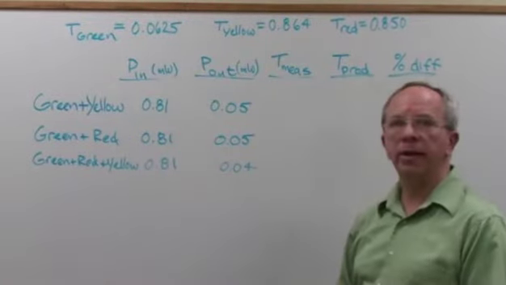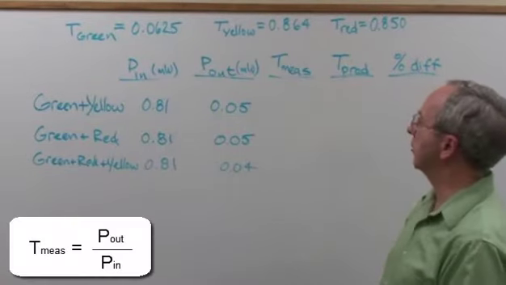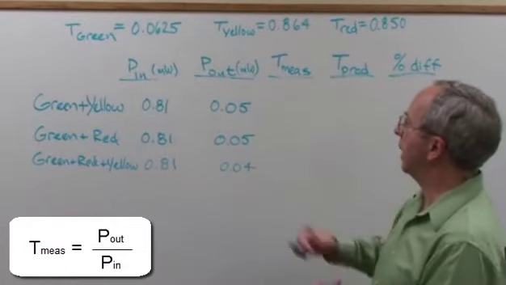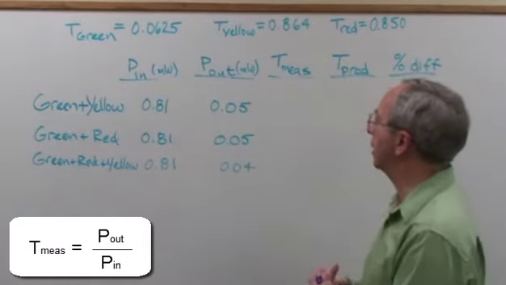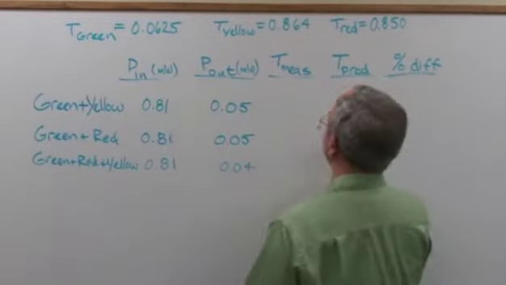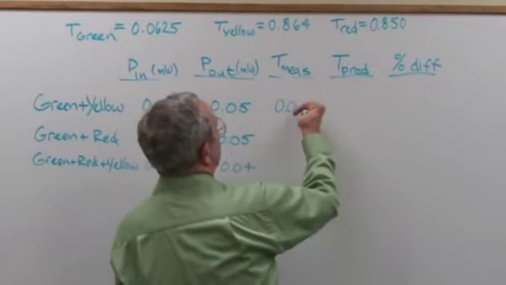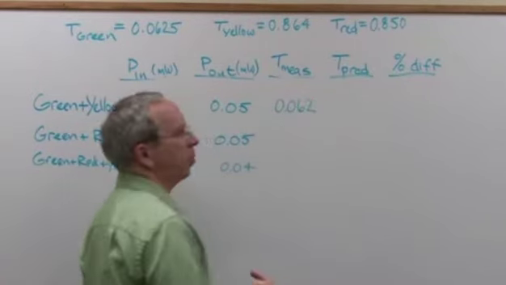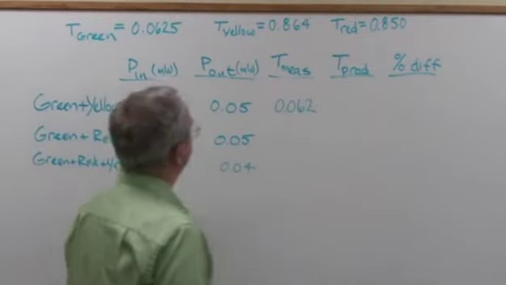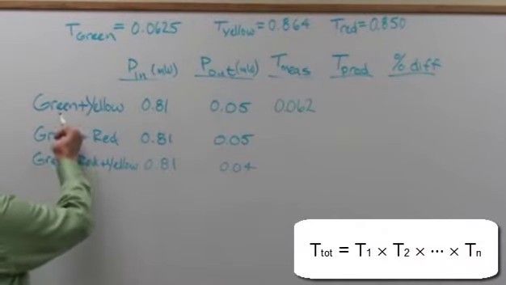Let's go through the calculations for the first one just as an example so you can see how to do the rest of them. As before, the transmittance is calculated by dividing the power out by the power in. So 0.05 divided by 0.81 for the green and yellow would give us a transmittance of 0.062, or about 6.2%.